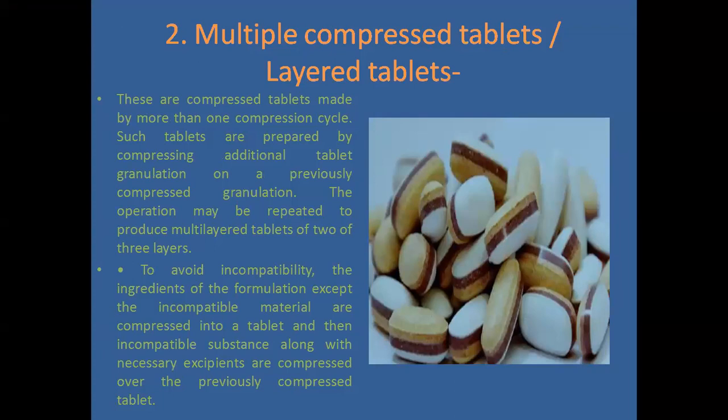So just remember the concept is that a drug which is incompatible with another drug, okay, firstly the drug will be compressed, then the other API with the other drug and the other excipients will be compressed.